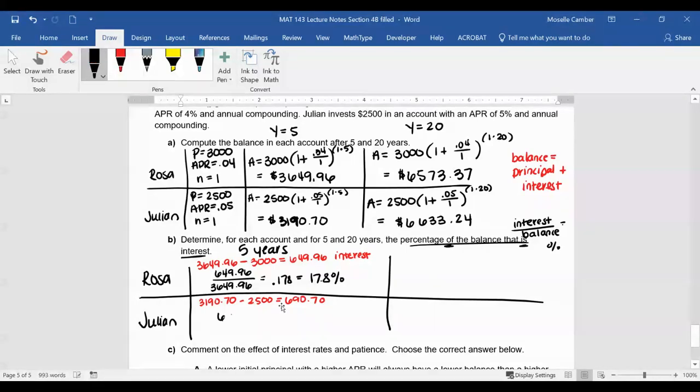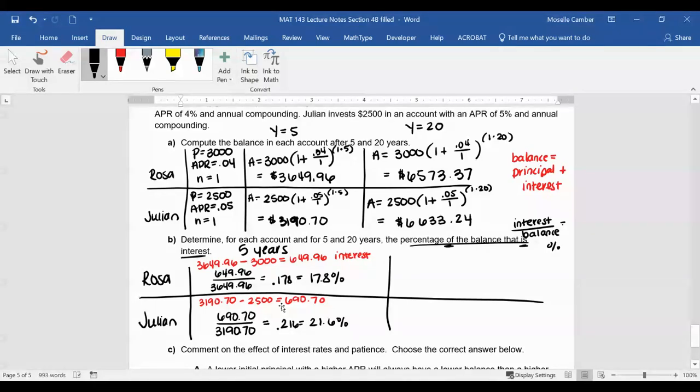So we take the amount of interest and divide it by the total balance. And we get 0.21, or 0.216, sorry. And so that would be 21.6%. So we can see that even though Rosa had more money in her account, Julian actually had the better return. So more of his balance was just interest than was Rosa's.